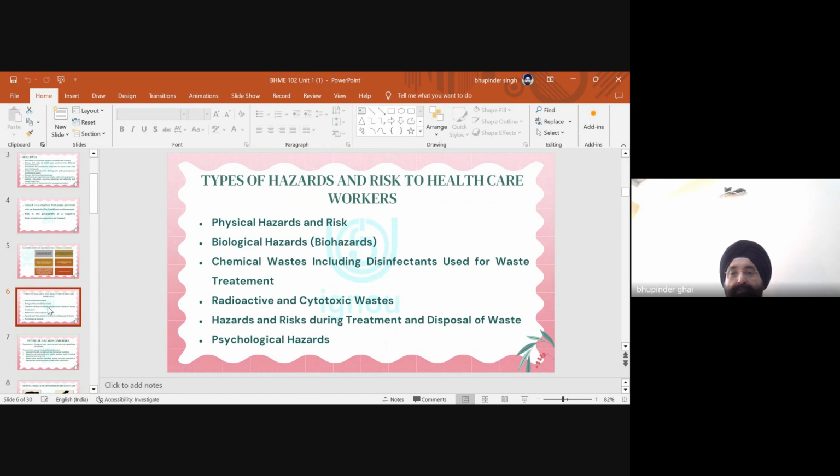Now, types of hazards and risks to healthcare workers. So what are the hazards which are there for the healthcare worker when they are working at the healthcare facility? They are physical hazards and risk, biological, chemical, chemical waste including disinfectant used for waste treatment, radioactive and cytotoxic waste, hazards and risk during treatment and disposal of waste, then psychological hazards. So these are the hazards which the workers are exposed to at healthcare facilities.